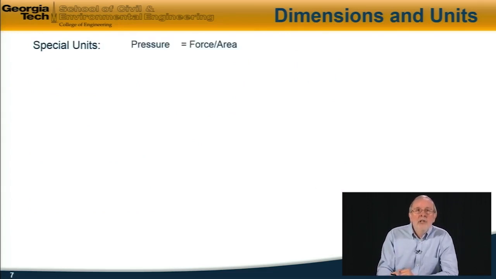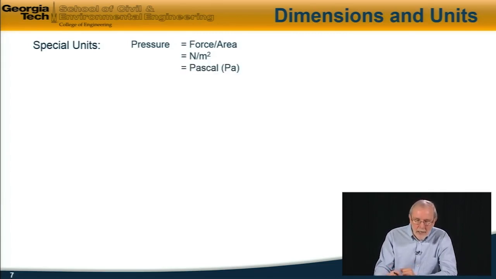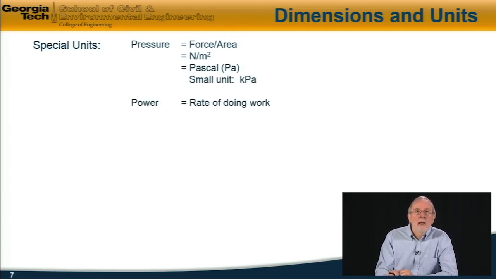There are a few special units that come up. For example, pressure is a normal stress or a normal force per unit area, so it has dimensions of force over area. In metric units, newtons per square meter would be the fundamental unit. However, we usually give that the special name of a Pascal, abbreviated Pa. The Pascal, however, is a very small unit, so more usually we use 1,000 pascals, or the kilopascal, as a unit of pressure. Power is the rate of doing work, or force times distance over time, for example, Newton meters per second. But again, this is given a special name. A Newton meter per second is a watt.